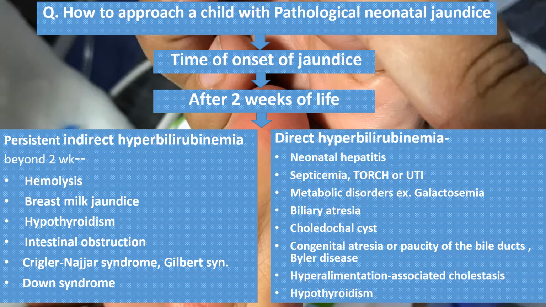And if it is obstructive, then biliary atresia, choledochal cyst can be, and congenital atresia or paucity of the bile duct, Byler disease can be the possibility. And hyperalimentation associated cholestasis is very common in the NICU because preterm babies especially are usually on total parenteral nutrition for a long time. So in this it will lead to cholestasis, especially the soya product. And hypothyroidism can cause both indirect and direct hyperbilirubinemia. So always we have to go for thyroid profile.